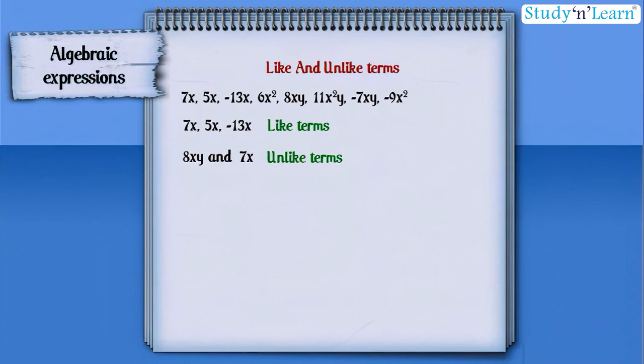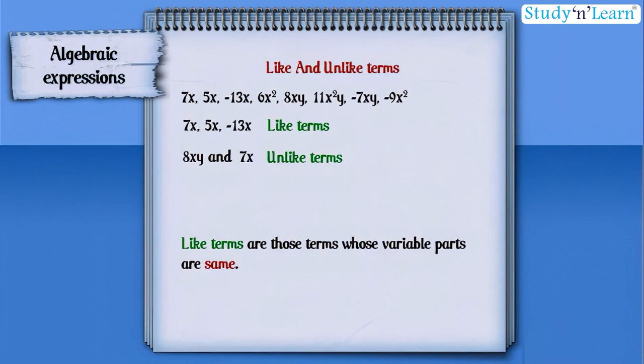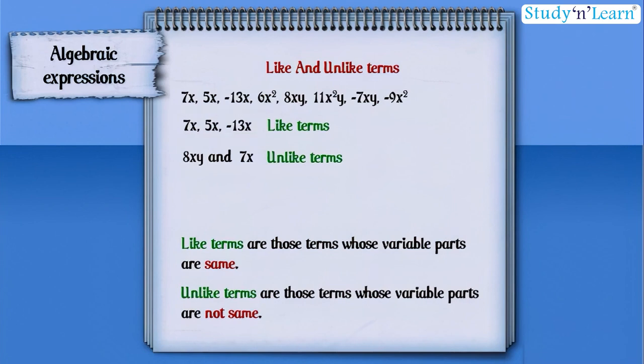Because in like terms, the variable parts are same. Whereas in unlike terms, the variable part is different. 8xy and 7x are unlike terms as their variable parts are different. So, to repeat, like terms are those terms whose variable parts are same. Unlike terms are those terms whose variable parts are not same. Like terms can be added and subtracted to get like terms. Unlike terms cannot be added or subtracted.